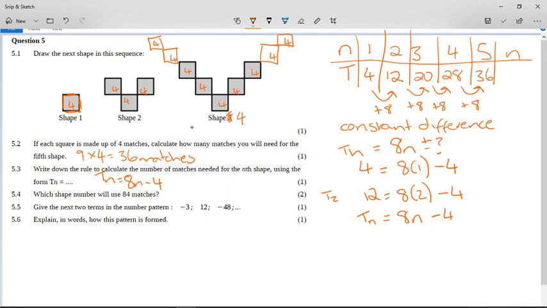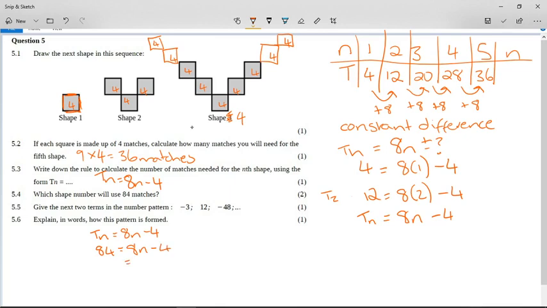Now it says to you, which shape will use 84 matches? So what we're going to do is we're going to substitute back into our equation to solve this. Yes, if you want to, you can keep drawing boxes until you figure it out, but this is why we've been learning algebra. Okay, so our rule says Tn equals 8n subtract 4, and my answer, the t, or my output if you prefer to think of it, is 84. So 84 equals 8n minus 4.